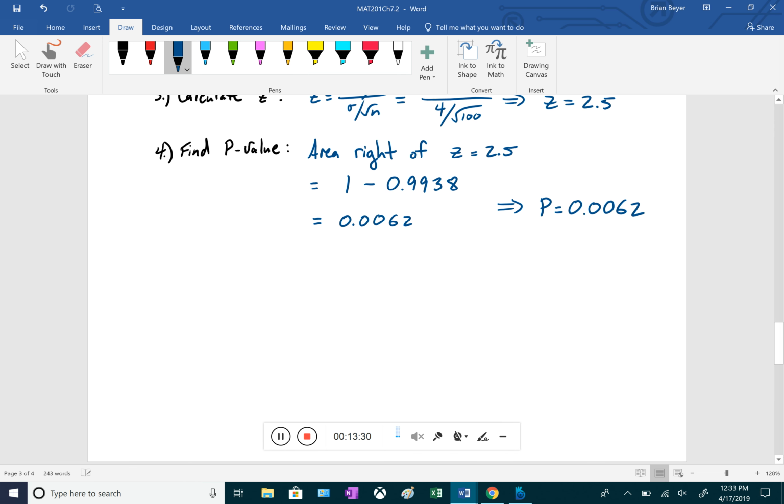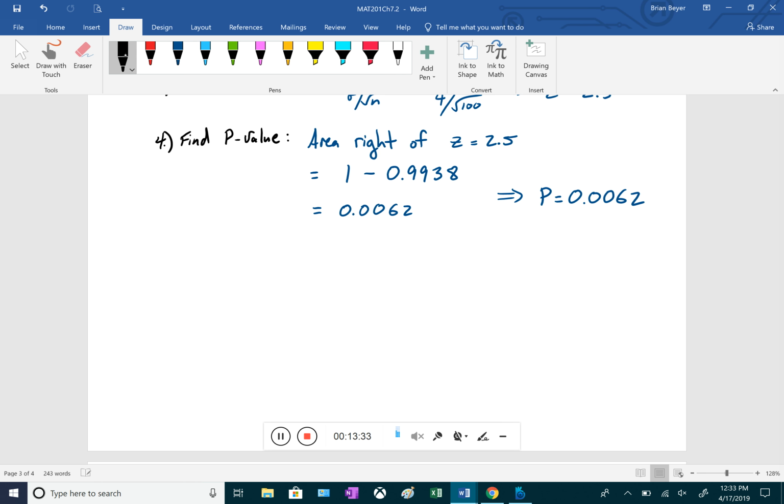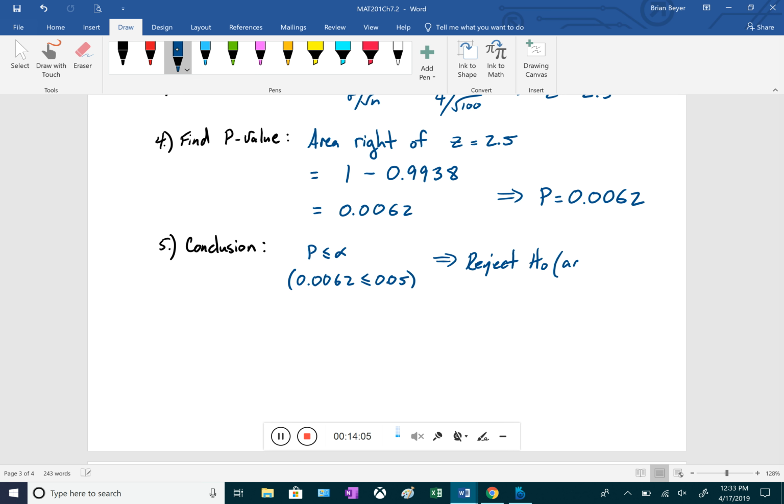Okay, and now we're going to do the conclusion by comparing that with alpha. So our p-value here is less than or equal to alpha again, because our p-value was 0.0062, which is less than or equal to 0.05. So since that's the case, once again, we reject the null. And whenever we reject the null, we accept the alternative.